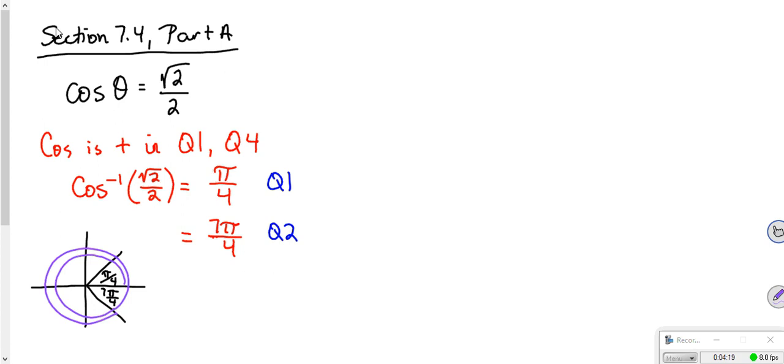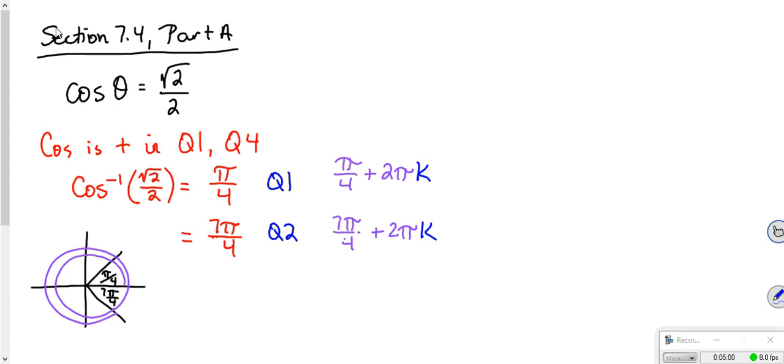Now, that means that each one of these, this becomes pi over 4 plus 2 pi. This becomes 7 pi over 4 plus 2 pi, but not just 2 pi, it just keeps going. We can do it for 4 pi and 6 pi and 8 pi. And so we use a constant k. That's where this constant k comes in. Okay, constant k is just to tell us how many times we go around the circle. Okay, k can be 0, k can be 1, 2, 3, 4.